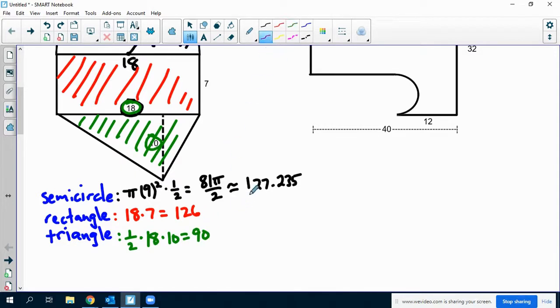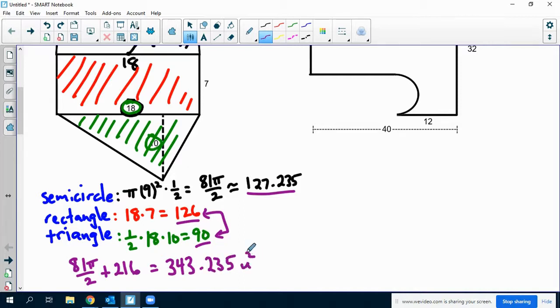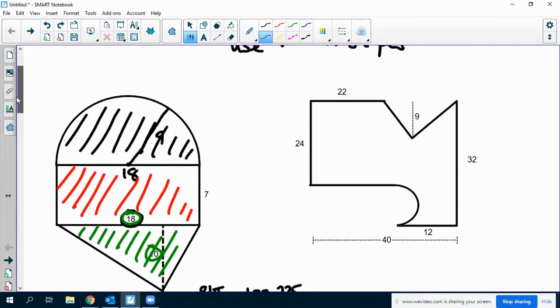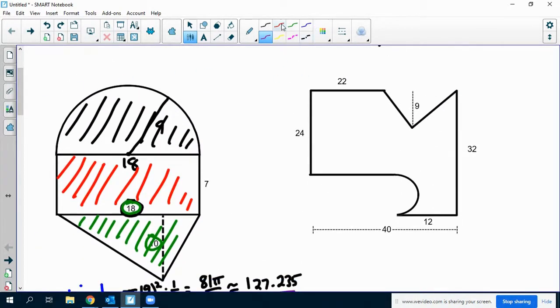So all I have to do is add these three things together, and I will get the answer. If I wanted the answer in exact form, I would say it was 81 pi over 2 plus 216, because these two numbers add to 216. If I just typed all three things into the calculator, I would get a rounded decimal: 343.235 units squared. That represents the area of this first composite figure.